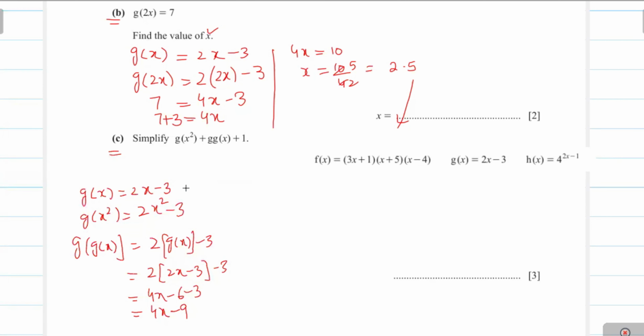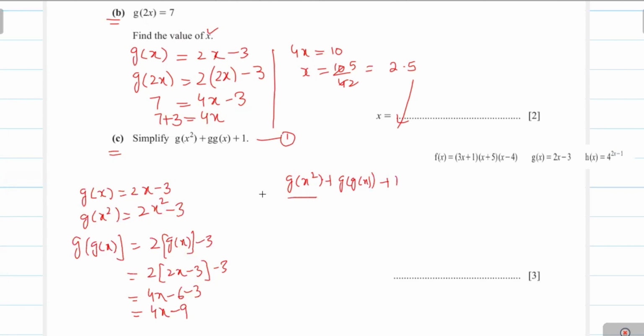We put the value in this expression. Now, therefore, we can write it as g of x square plus g of g of x plus 1. g of x square here is 2x square minus 3, plus g of g of x is 4x minus 9, plus 1, and this will be equal to 2x square plus 4x, minus 3 minus 9 is minus 12, plus 1 is minus 11. This is the answer.